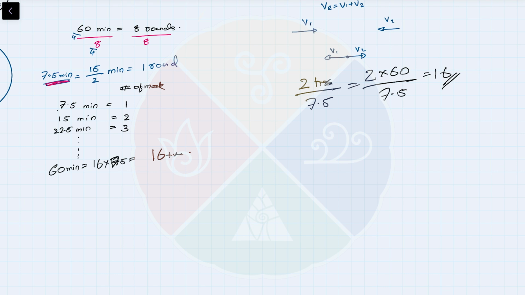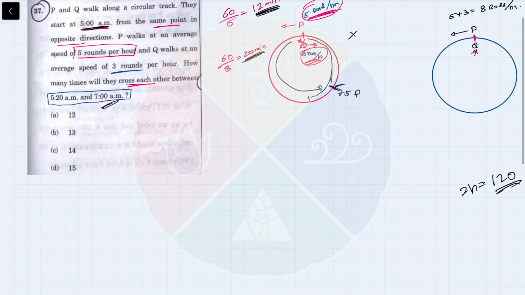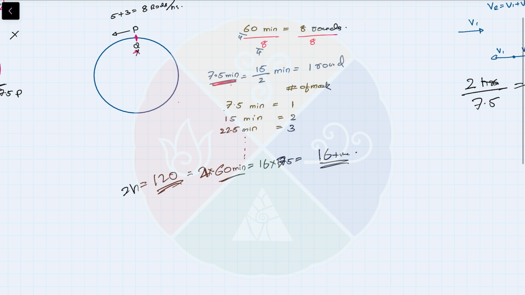Okay. So at the end of the 60 minutes, 60 into 2, that is 120 minutes. At the end of 120 minutes or 2 hours, they are going to meet 16 times. But the question is asking, how many times will they cross each other between 5:20 and 7? Starting was 5 o'clock. You can ignore that, but 5:20 comes after this. This is 5:15, 5:20 will come over here.